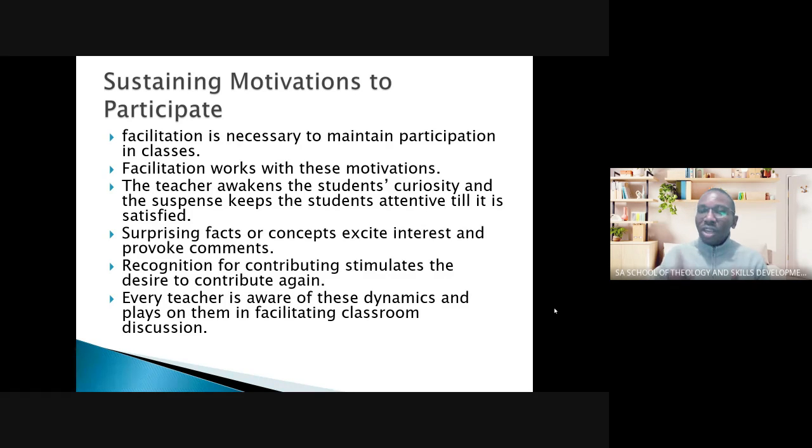Another part that we always look at is facilitation in sustaining communication. If you keep quiet during a facilitation session, every person in that class will also keep quiet. The same way I keep quiet.